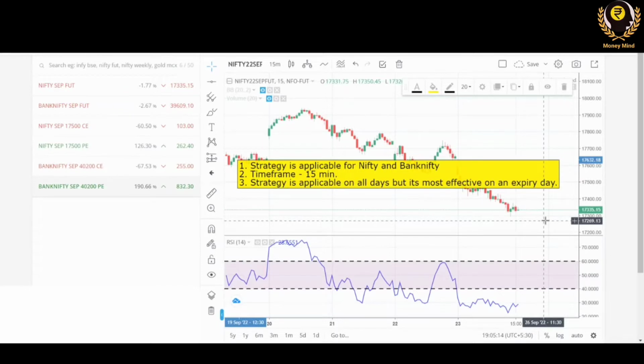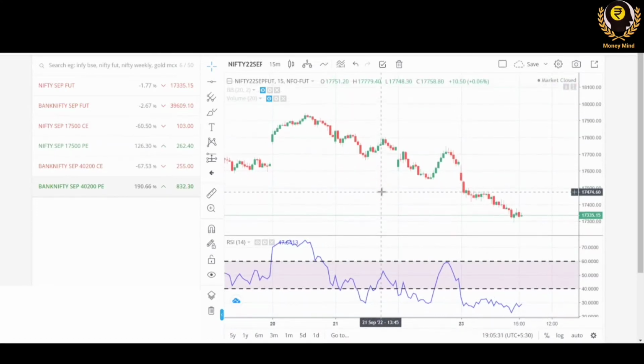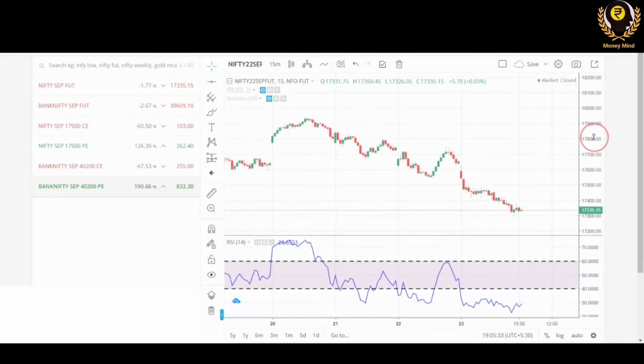First point is the strategy is applicable for Nifty and Bank Nifty. Second point is that the time frame has to be 15 minutes. Third point is the strategy is applicable on all days, but it's most effective on an expiry. Okay, so now that we have understood all the three important points, let's move ahead with the strategy.